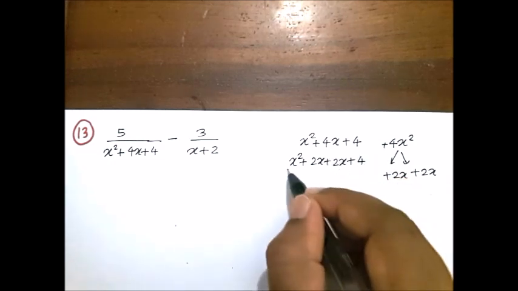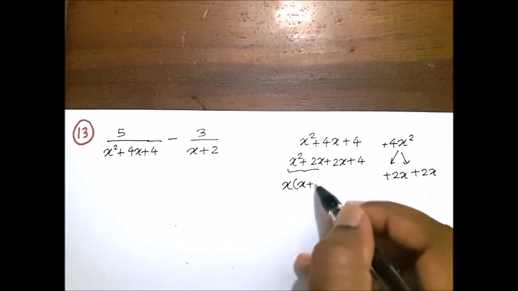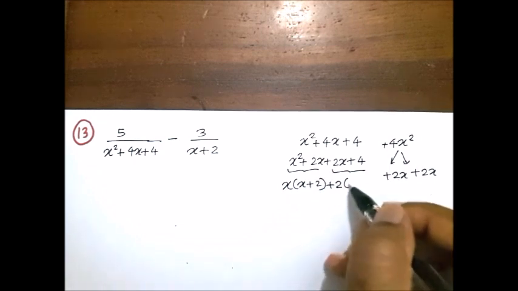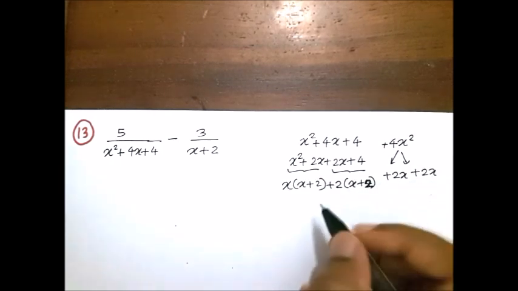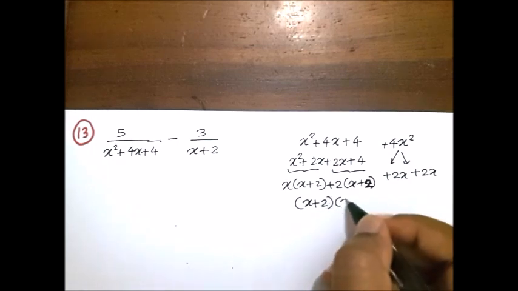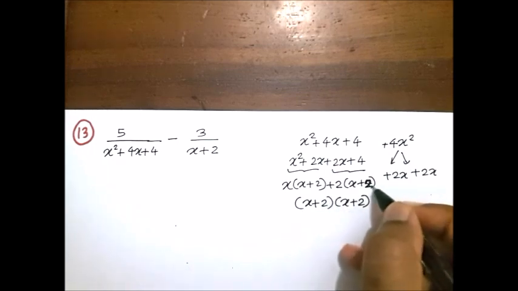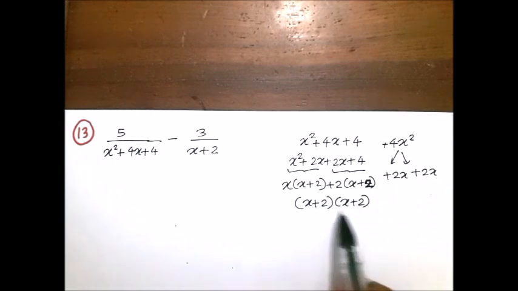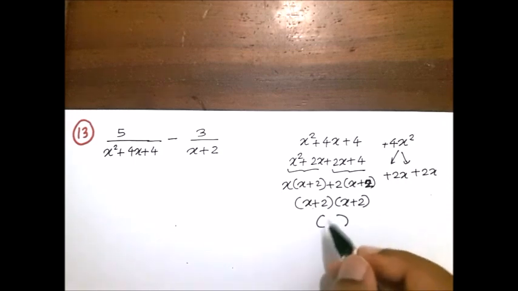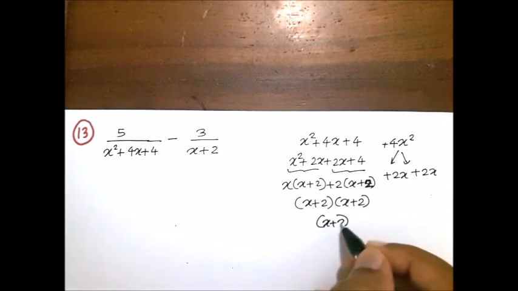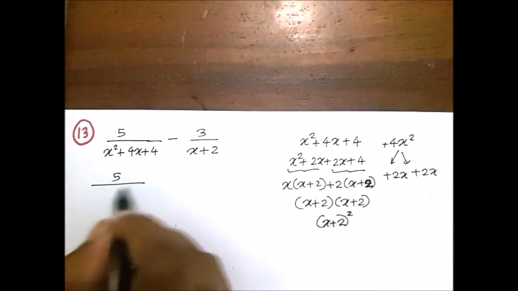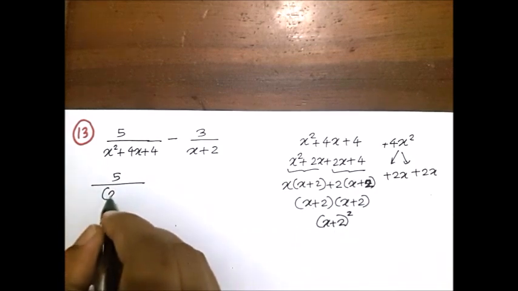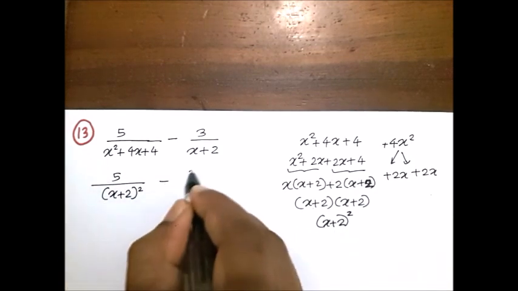Instead of 4x, substitute these two. Take common terms out here. x common, remaining x plus 2. Here 2 common, x plus 2. The factors are x plus 2 and x plus 2. You can see the same term, x plus 2 and x plus 2. You can write this in index form. It is x plus 2 to the power 2. Instead of this denominator, I am going to write this factor, x plus 2 to the power 2.